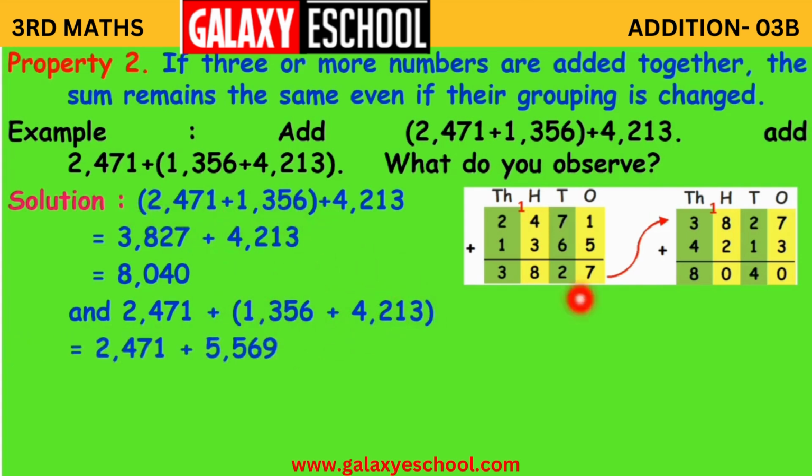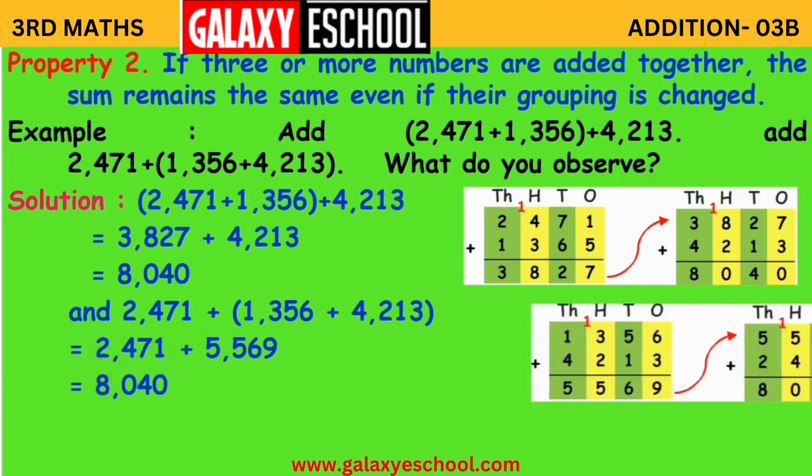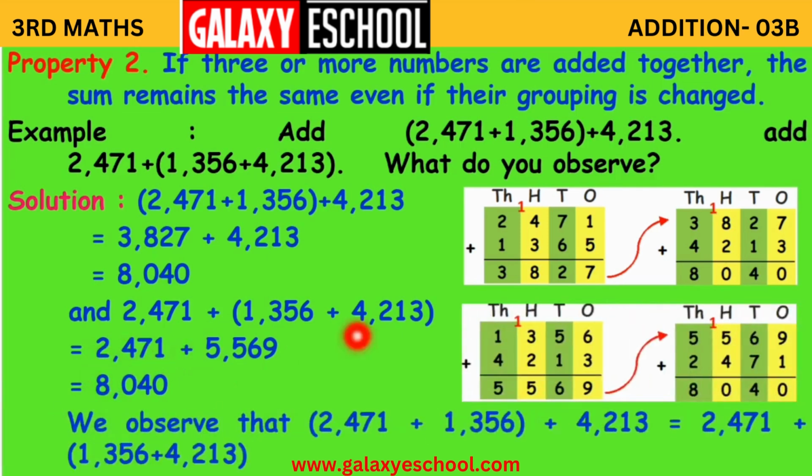Now when we add these, again 1356 and 4213 are inside the brackets, so we'll add these two numbers together. When we add these two, the resulting sum is 5569. Yes children, 5569. And we have 2471 also here. Now when we add these two numbers together, the resulting sum is 8040.